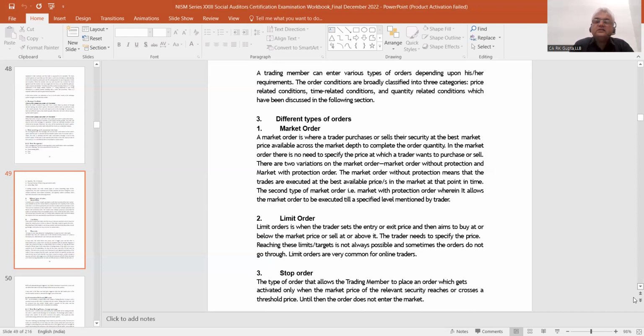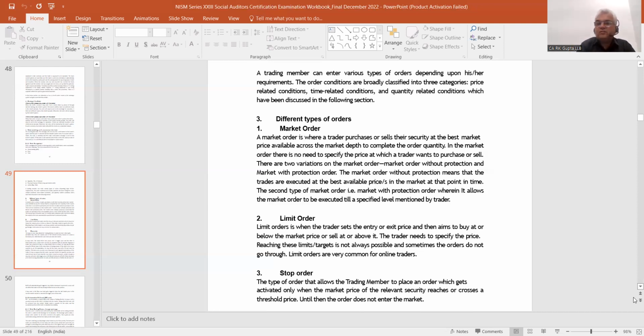So limit order is when the trader sets the entry or exit price and then aims to buy at or below the market price or sell at or above it. The trader needs to specify the price. Reaching these limits or targets is not always possible, and sometimes the orders do not go through. That concept we have already seen, that the orders will remain in the order book. Limit orders are very common for online traders, that okay, you specify the price also, that don't buy beyond this point or don't sell below this point.